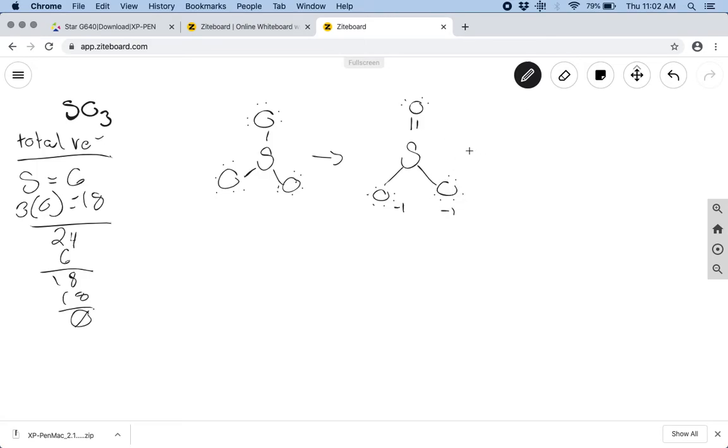Well, we know we need to have our overall molecule be neutral. Now, this is where one of our exceptions to our octet rule comes in. Because sulfur has access to the d orbitals, it can actually have an expanded octet. So it can take on multiple electrons past 8. So what we end up with is a molecule that looks like this.